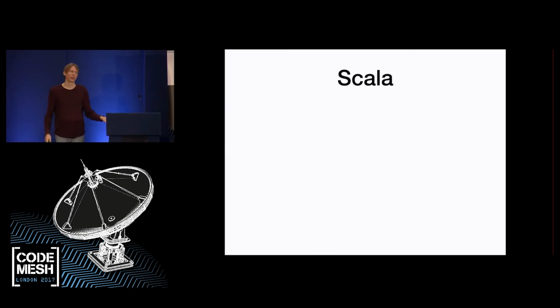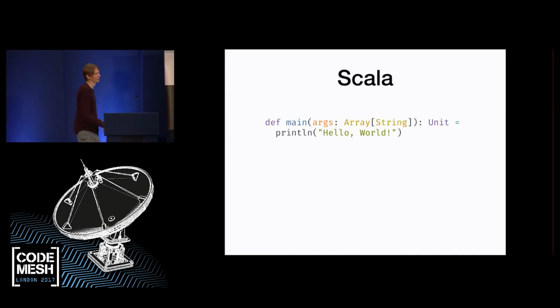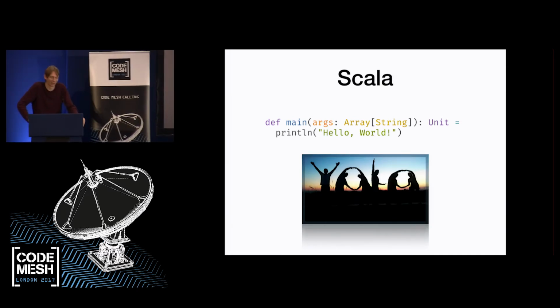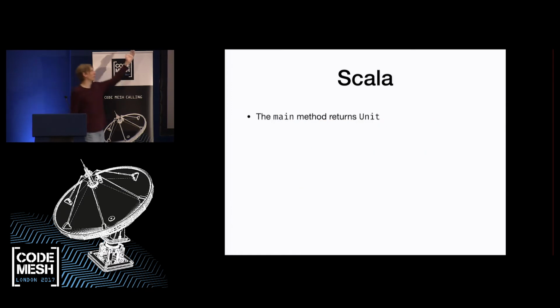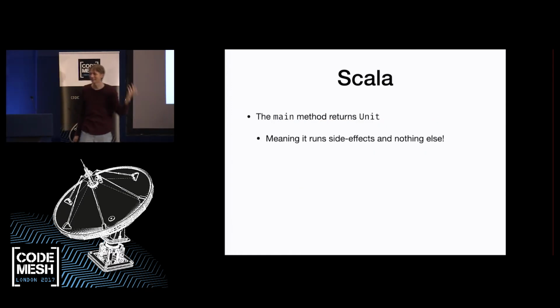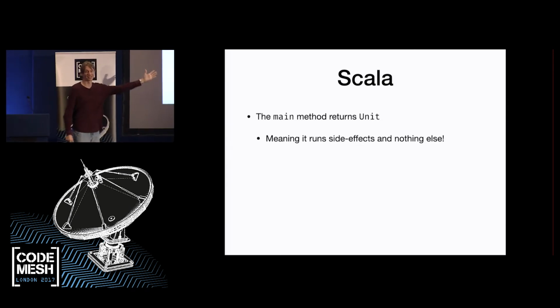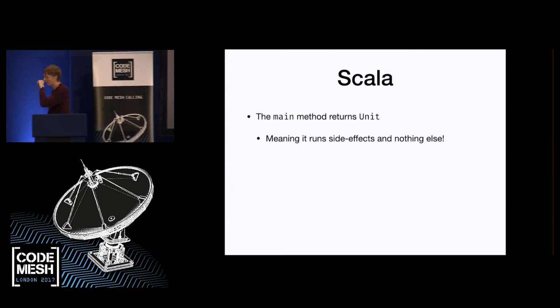Scala is a little bit different though, right? Because a Scala main function looks like this, which you can't really do anything with, right? It returns unit. What does unit even mean? Well, I guess it just means it runs side effects. So we can't make any parametricity arguments other than that it exists. So that's not really helpful.